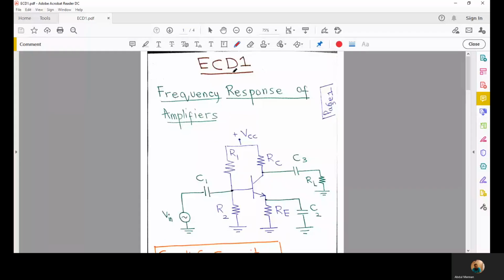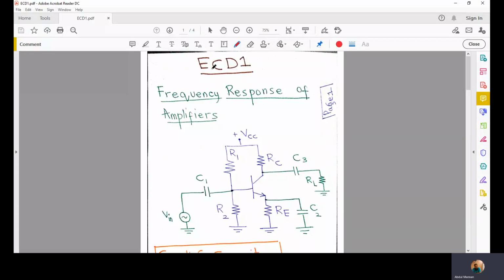Welcome to the first lecture on electronic circuit design. In this lecture, we will study frequency response of amplifiers, and we will continue studying the frequency response for the next few lectures.